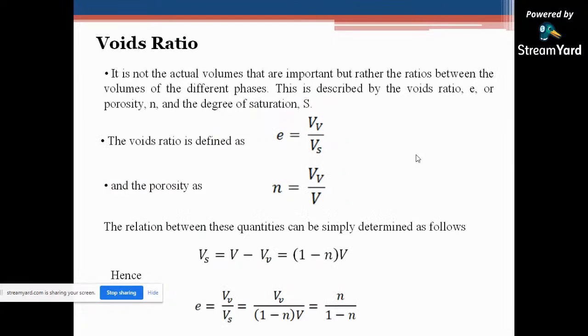Then voids ratio. The voids ratio is defined as Vv upon Vs, where Vv is the volume of voids and Vs is the volume of soil solids, and porosity is given by Vv upon V, where Vv is the volume of voids and V is the total volume. Then the relation between these is given as Vs equals total volume minus volume of voids, equals 1 minus porosity into volume. So if you solve all this, you will get e equals n upon 1 minus n.